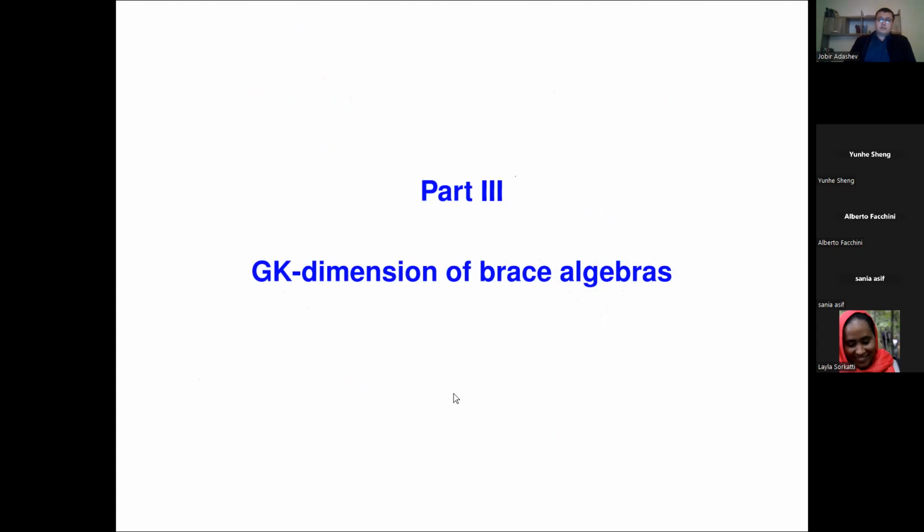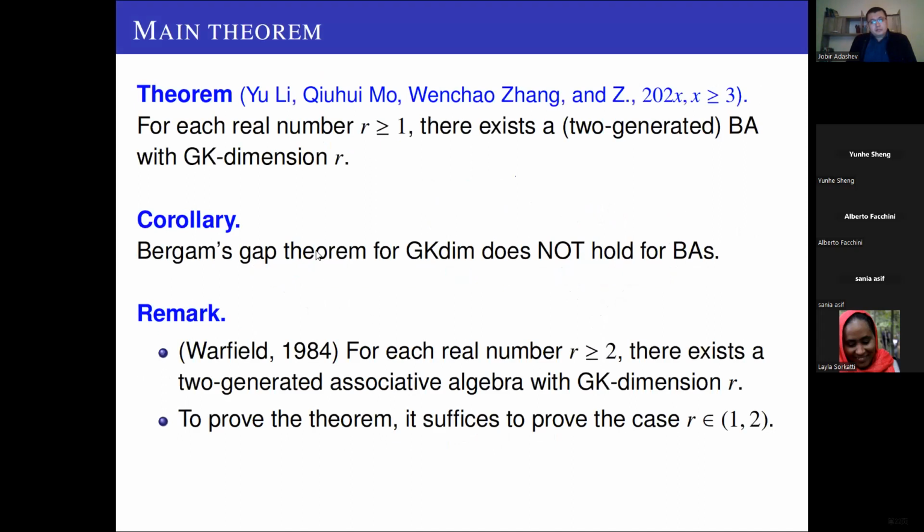Now let's consider the GK dimension of brace algebras. Here, the main theorem is like this. For each real number r greater than or equal to 1, there exists a two-generated brace algebra with GK dimension r. As a corollary, Bergman's gap, meaning the gap between 1 and 2, does not hold: Bergman's gap theorem for GK dimension does not hold for brace algebras.